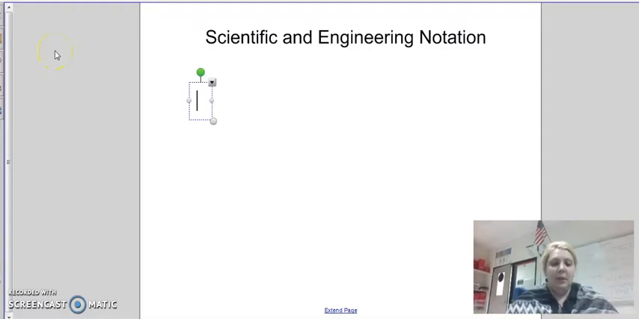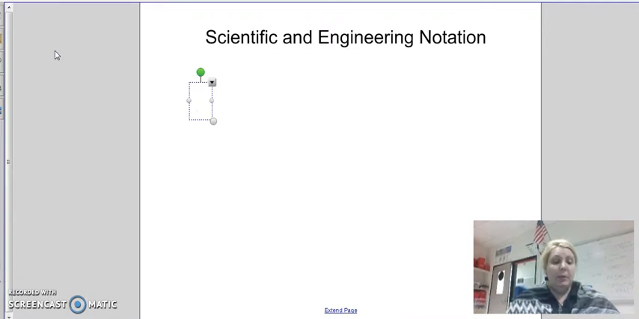Hello everyone. Today we will talk about scientific and engineering notation. So first we're going to review a little bit about scientific notation. Now I know that you did scientific notation in your chemistry class, and those of you who had physics had it in your physics class. So it should look familiar to you.